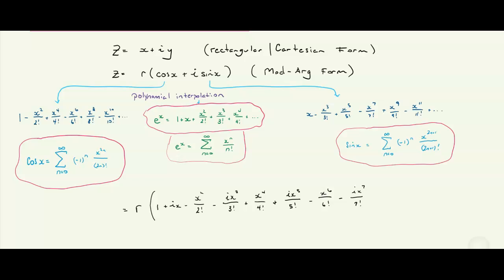I may as well just get another couple out. x to the 8 over 8 factorial. It's probably a bit of overkill, but I'm having fun. It's another plus here. It's ix to the 9, odd power, over 9 factorial. And this just goes on. All right, good. So we've got them in ascending powers of x.